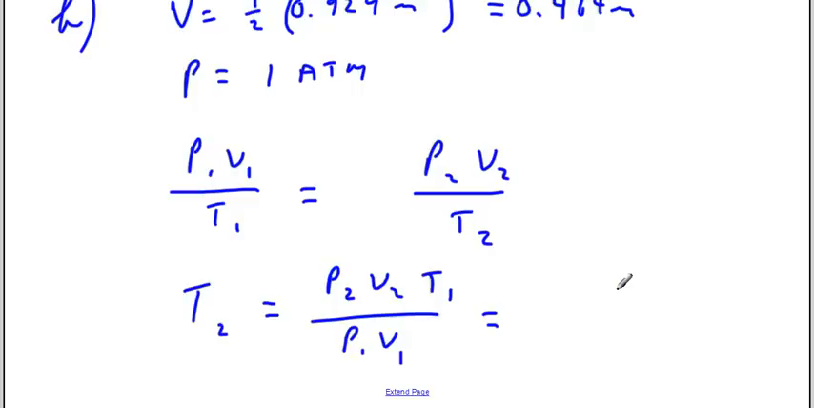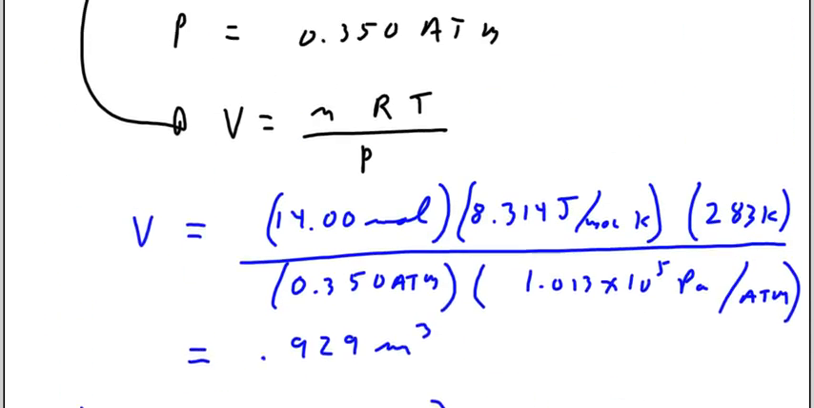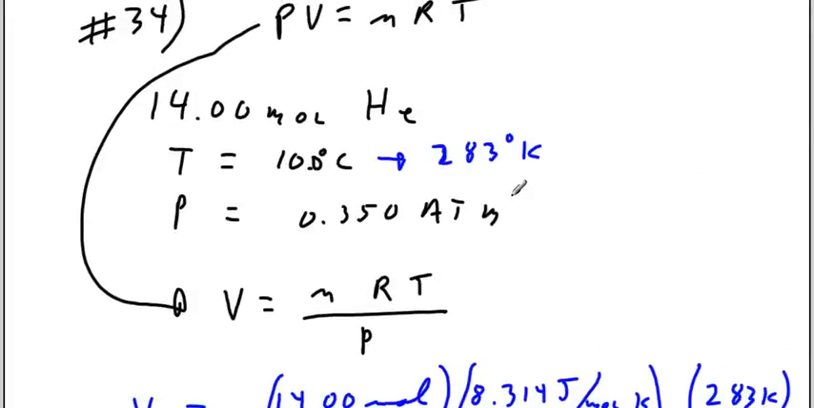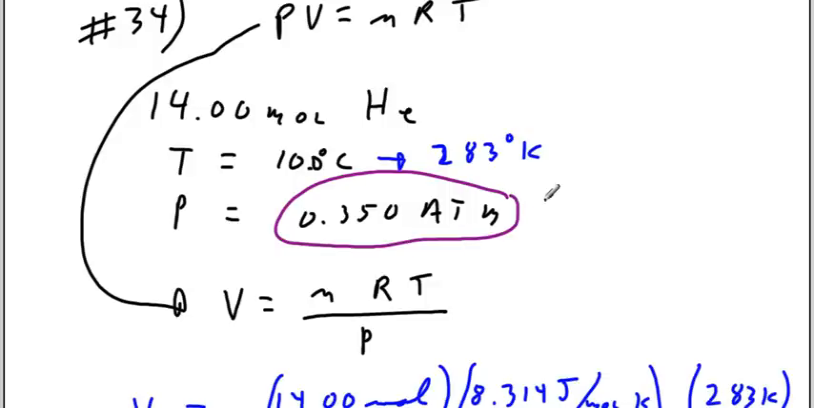Uh-oh. We got a problem. We got to move back to the first A question. And the problem is that this is a gauge pressure. And we can't use gauge pressure. We need pressure absolute. Oh, bummer. So that means that this is really 1.350 atmospheres.